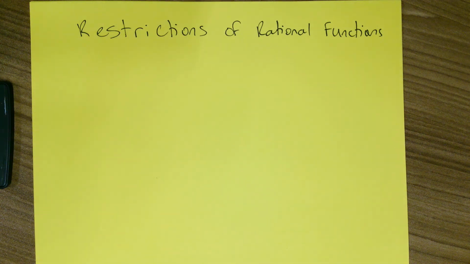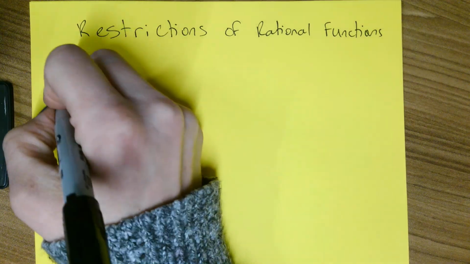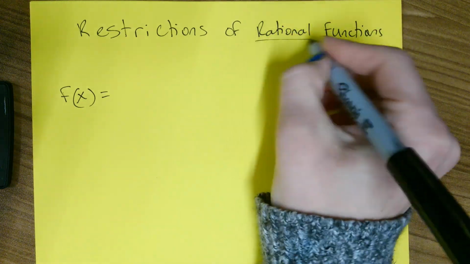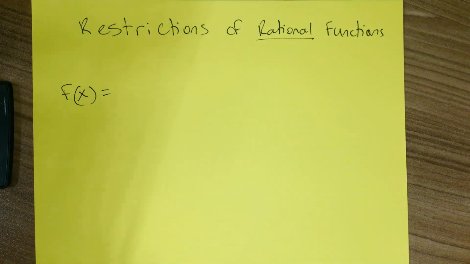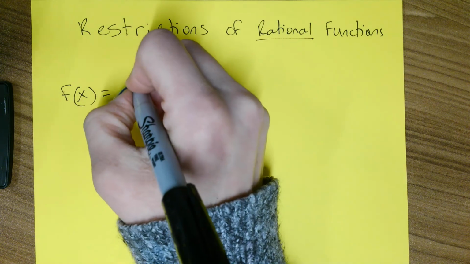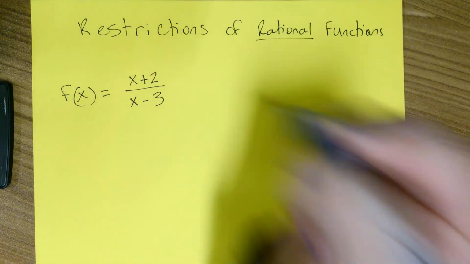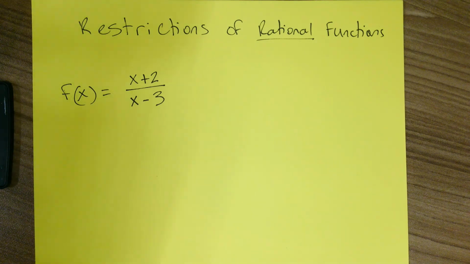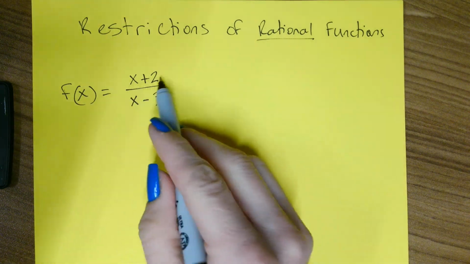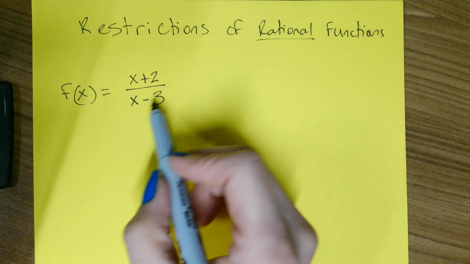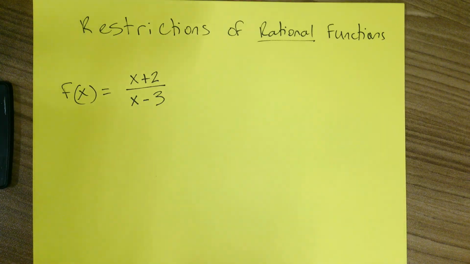So in trying to find restrictions on rational functions, it helps first to recognize what a rational function is. A rational function is two polynomials divided by each other. So (x + 2)/(x - 3) is an example of a rational function. Notice on the top I have a linear function, x + 2, which is a polynomial, and x - 3 in the denominator, which is again linear, which is a polynomial.